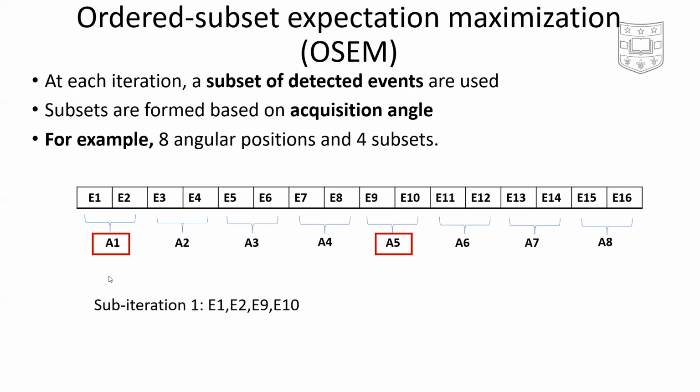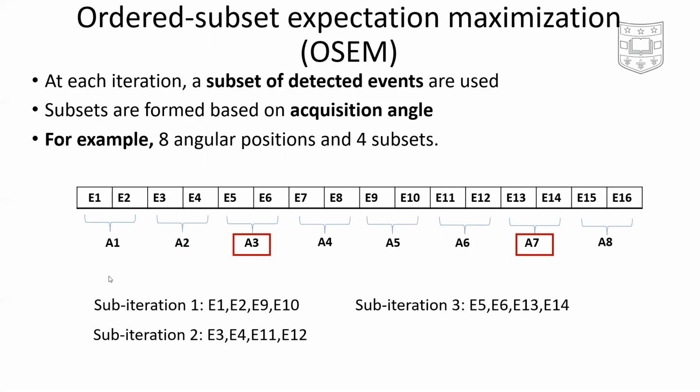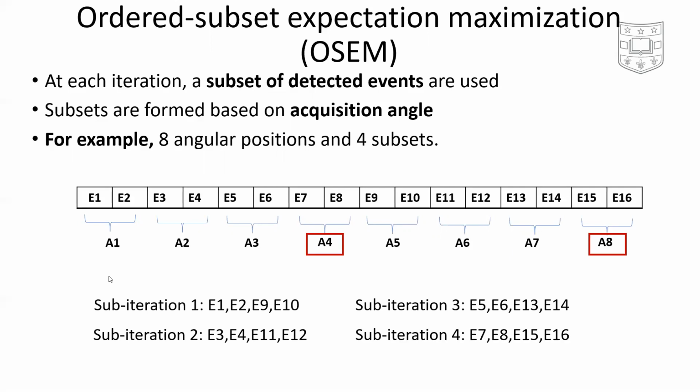We can form the next subset using positions 2 and 6, the third subset using positions 3 and 7, and the fourth subset using positions 4 and 8. After these 4 sub-iterations, each event is used exactly once for updates. These 4 sub-iterations then complete one main iteration of the OSEM algorithm. Then we can repeat this process for further updates.